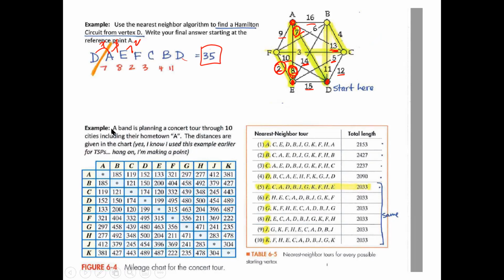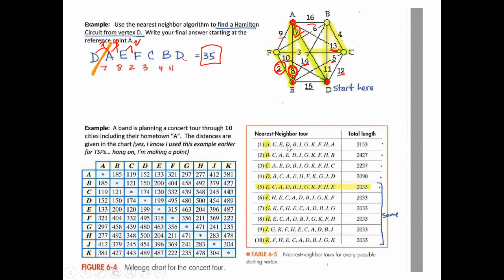All right, next one. A band is planning a concert through 10 cities, including their hometown A. The distances are given in the chart. As we look into this, here is the nearest neighbor tour. You have all of the first circuits starting with A to A, B to B, C to C, all the way to K.